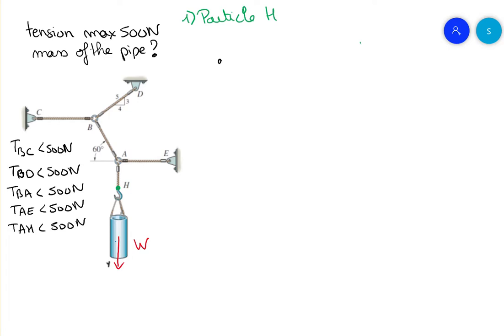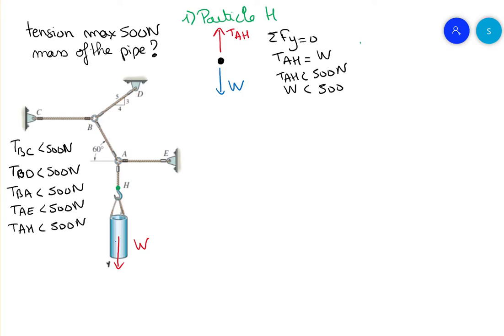So we have the point H. We have the weight. Let me make it in blue because I assume that I know the weight. And this one is TAH. Okay, and when we do sum of the forces on Y equals 0, we get TAH is equal to W. So that means that TAH must be less than 500 Newton and the weight must be less than 500 Newton. Okay.